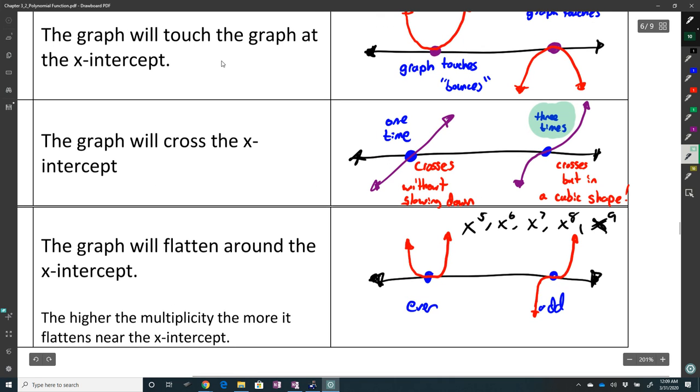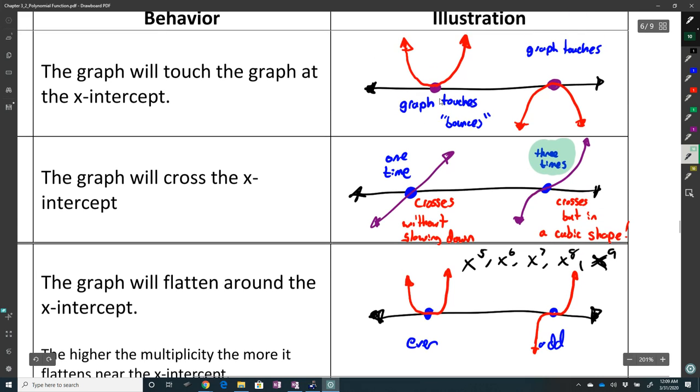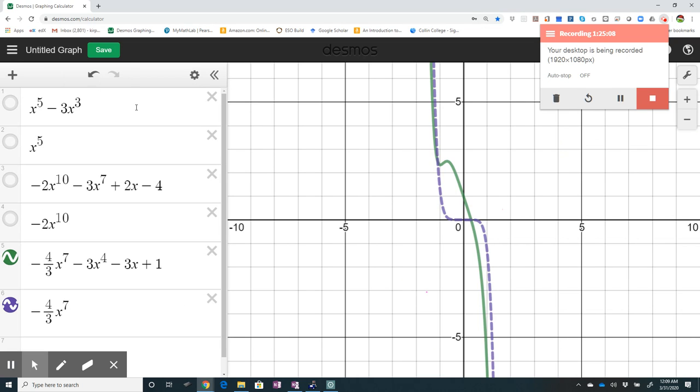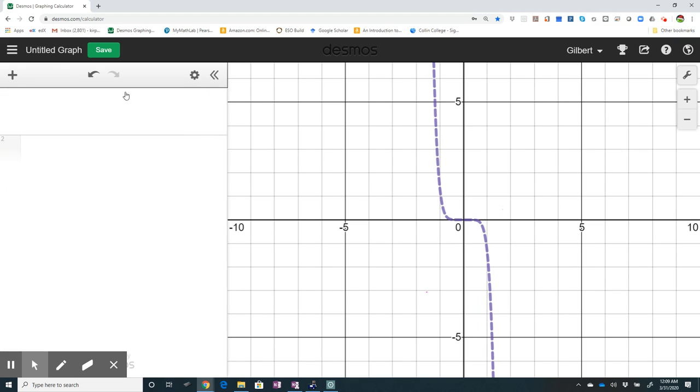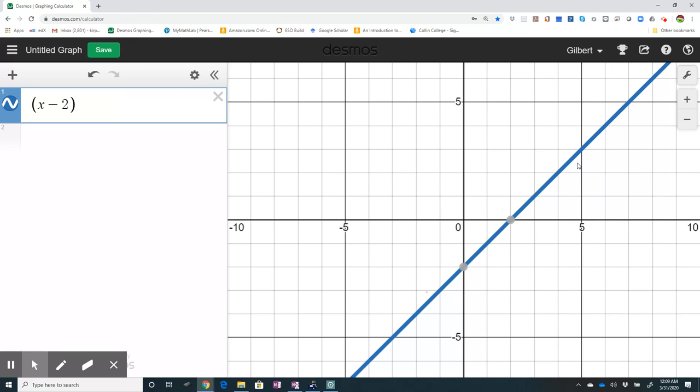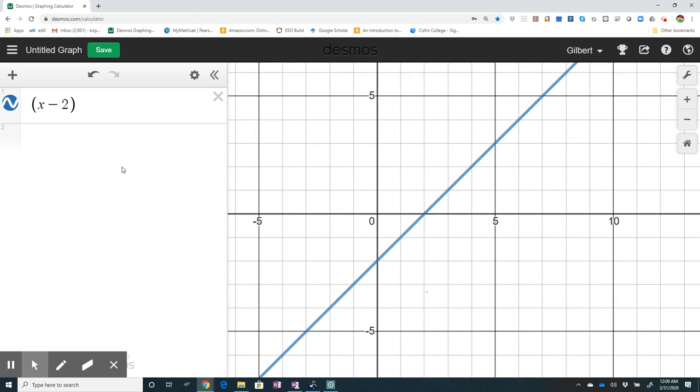So if the x-intercept happens once, it's going to go straight through. If an x-intercept happens twice, it's going to bounce. If an x-intercept happens 3 times, it's going to look like an x cubed as it crosses. So I can go to Desmos and I can show you. Let me close all these. So let's say I have x minus 2. And notice that that crosses at 2, 0.